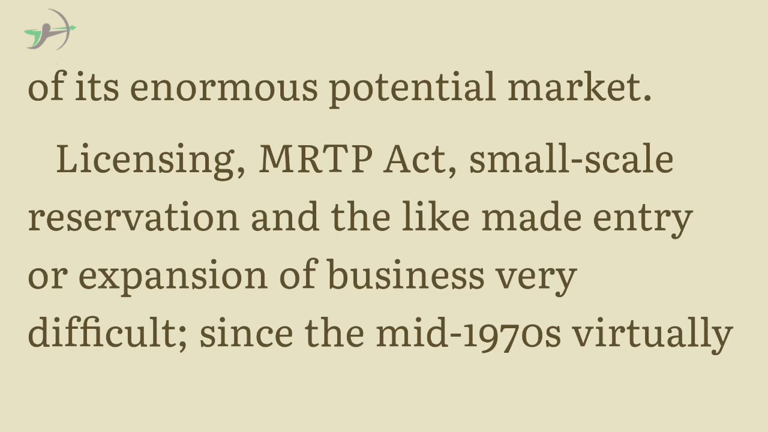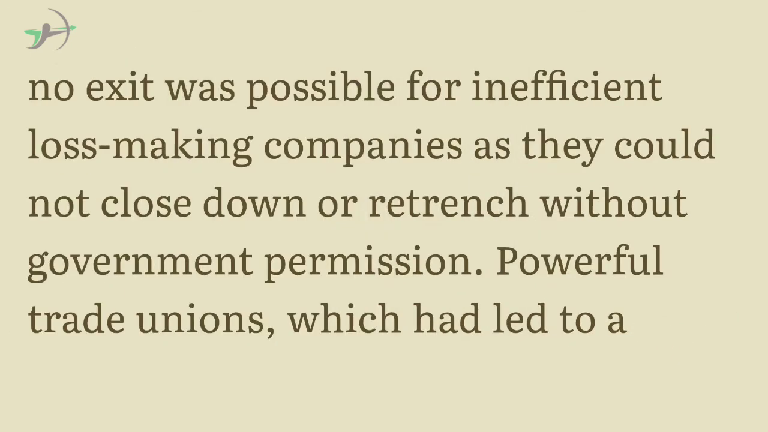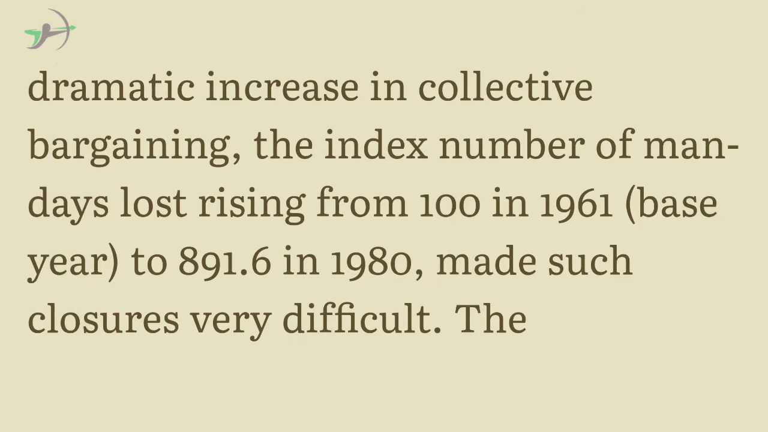Licensing, the MRTP Act, small scale reservation, and the like made entry or expansion of business very difficult. Since the mid 1970s, virtually no exit was possible for inefficient loss making companies, as they could not close down or retrench without government permission. Powerful trade unions, which had led to a dramatic increase in collective bargaining, the index number of man days lost rising from 100 in 1961, base year, to 891.6 in 1980, made such closures very difficult.